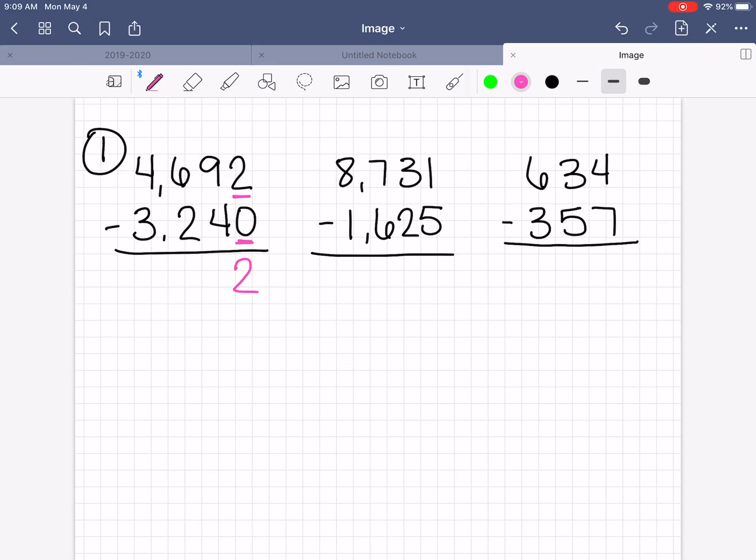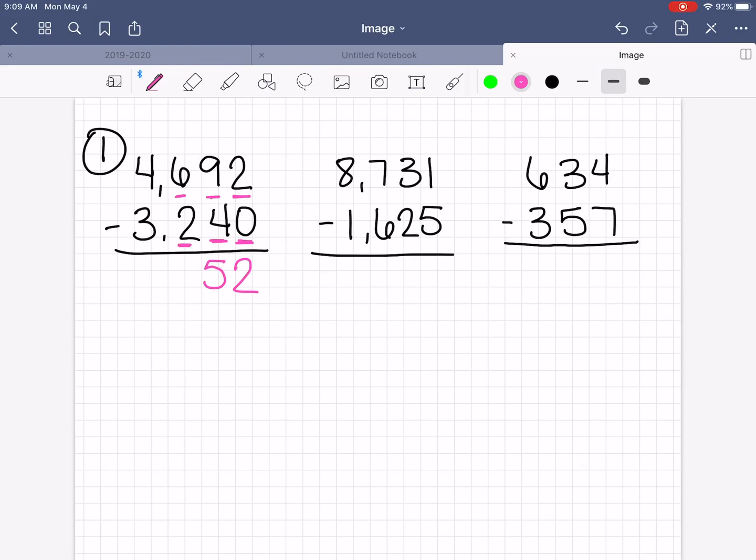Move on to the tens place. 9 minus 4. Can we do that? Yes, we can. You always have to ask yourself this question. Can I do that part? Yes, in this case you can. 9 minus 4 is 5. So I write my 5 down. Move to the hundreds. 6 minus 2.